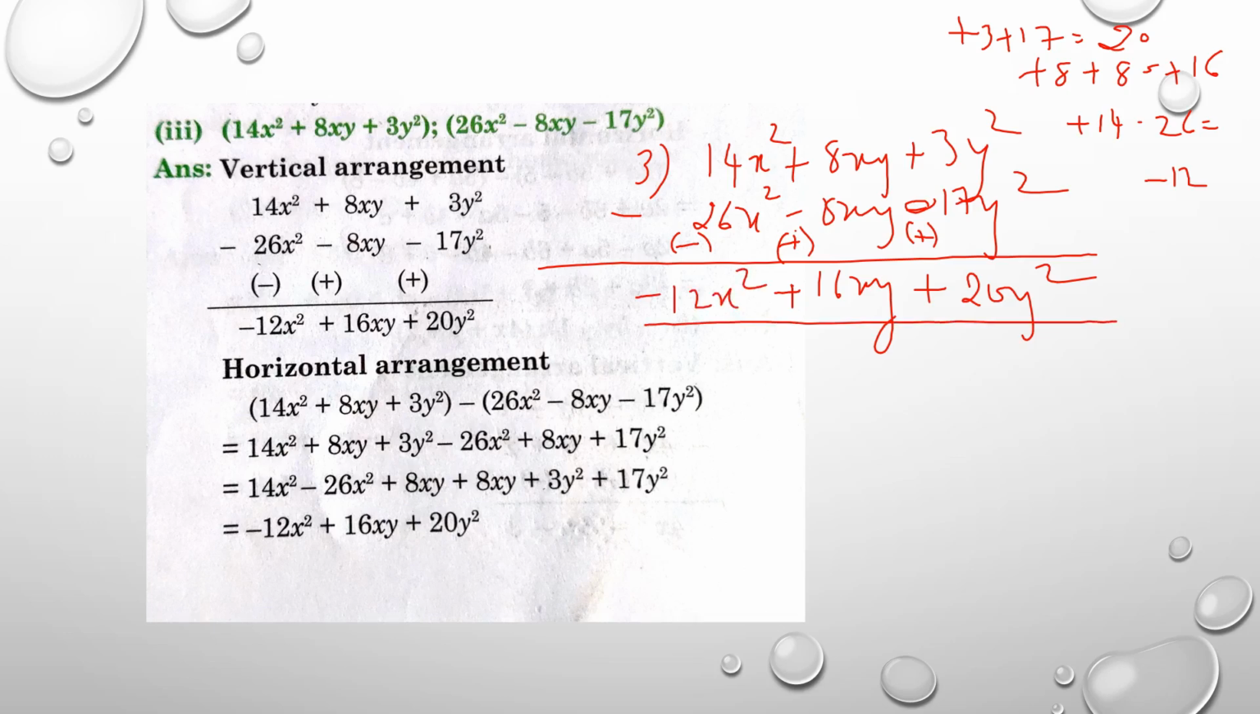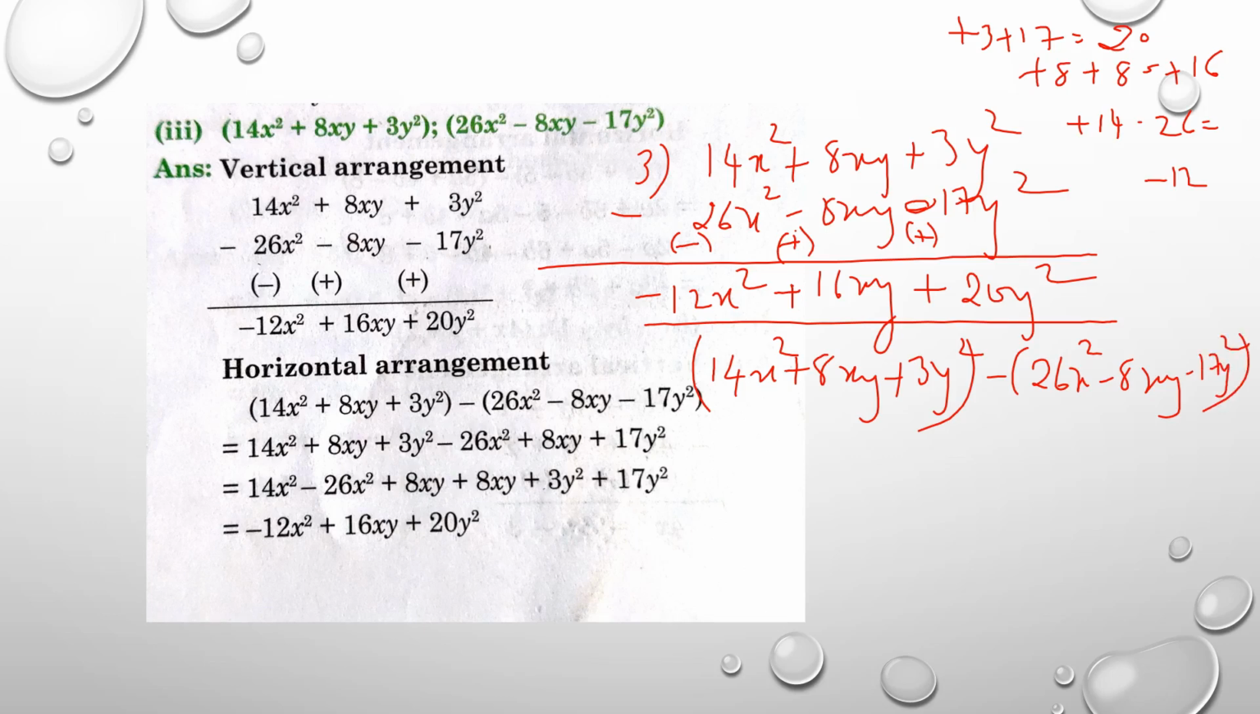Now let's do the horizontal method. 14x square plus 8xy plus 3y square minus 26x square minus 8xy minus 17y square. Now 14x square, open the bracket, plus 8xy plus 3y square minus 26x square, minus and minus will become plus 8xy and minus will become plus 17y square.